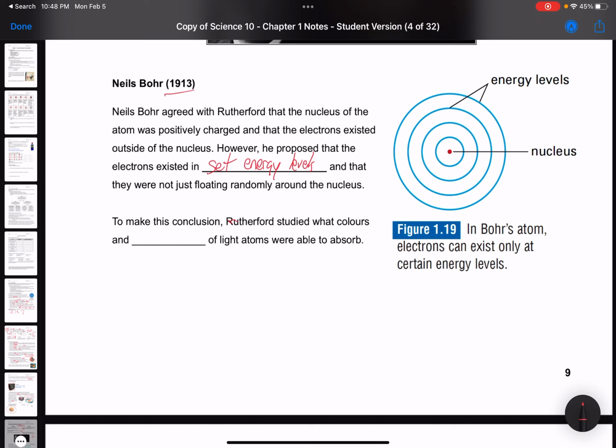Now this here, we need to fix that up. I just noticed this should actually say Bohr. Okay. To make this conclusion, Bohr studied what colors and energies of light atoms are able to absorb.